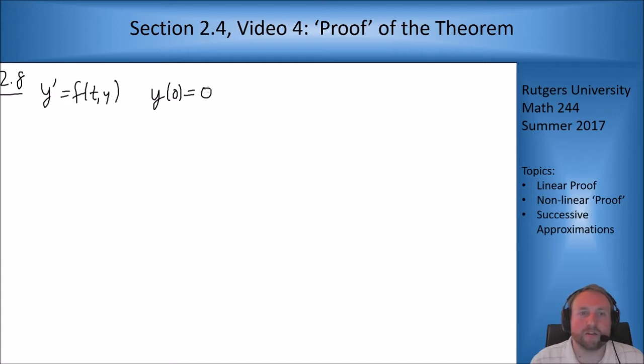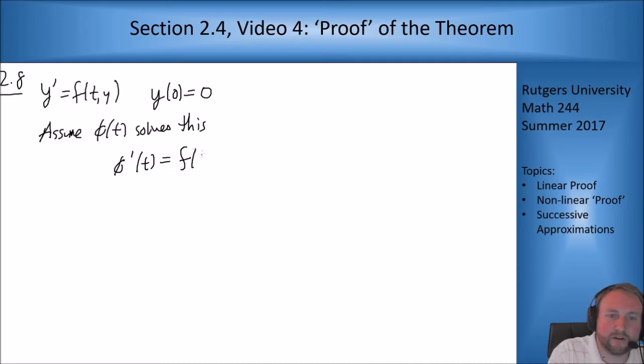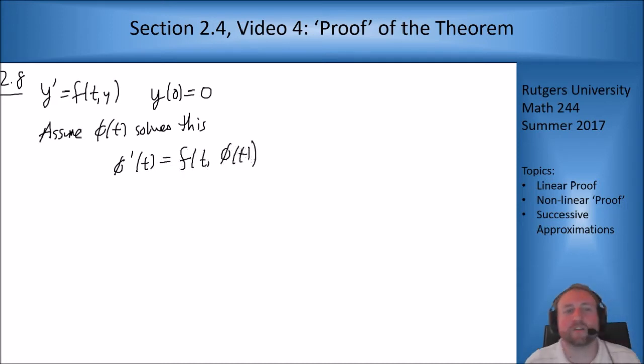So to get a handle on this, we want to write this equation in a different form. We're going to assume we have a solution. So we'll assume that phi of t solves this, which means what? It means phi prime of t equals f of t, phi of t. That is what it means for a function to be a solution of that ODE.